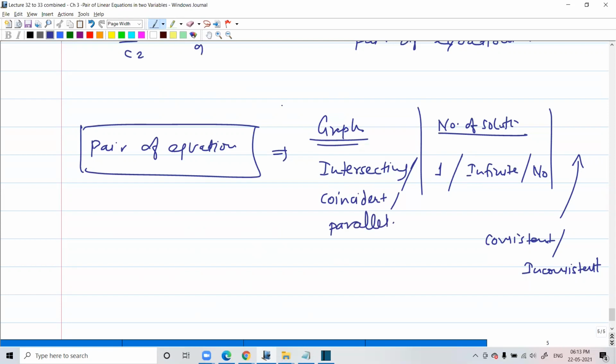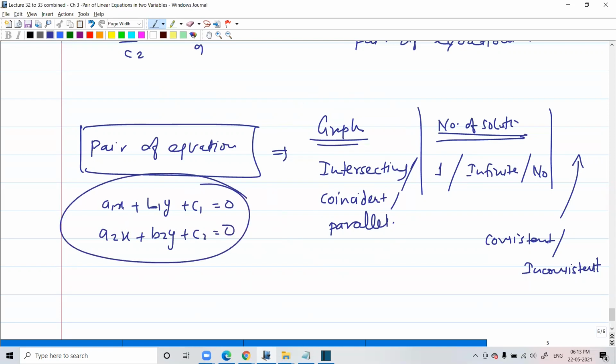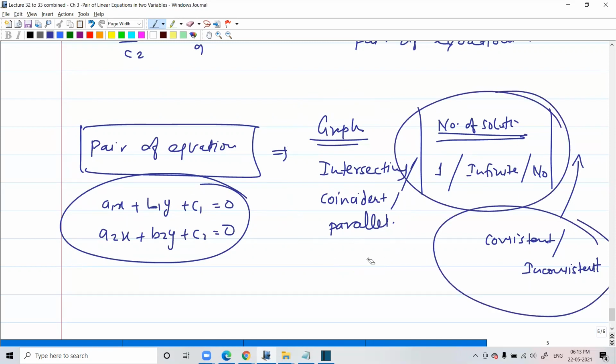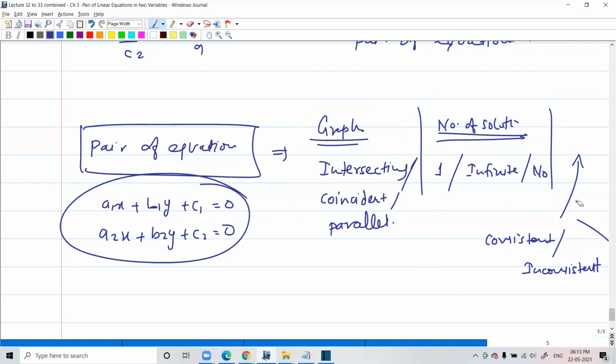So I hope everyone is able to figure this out. The three things, what the graph will look like, the moment they give you the equation a1x + b1y + c1 = 0, a2x + b2y + c2 = 0. If you have been given the two equations, you should be able to figure out what the graph will look like, how many solutions it will have, and whether it will be consistent or inconsistent. These three things you should be able to find out. Okay. So that's it for today's class.